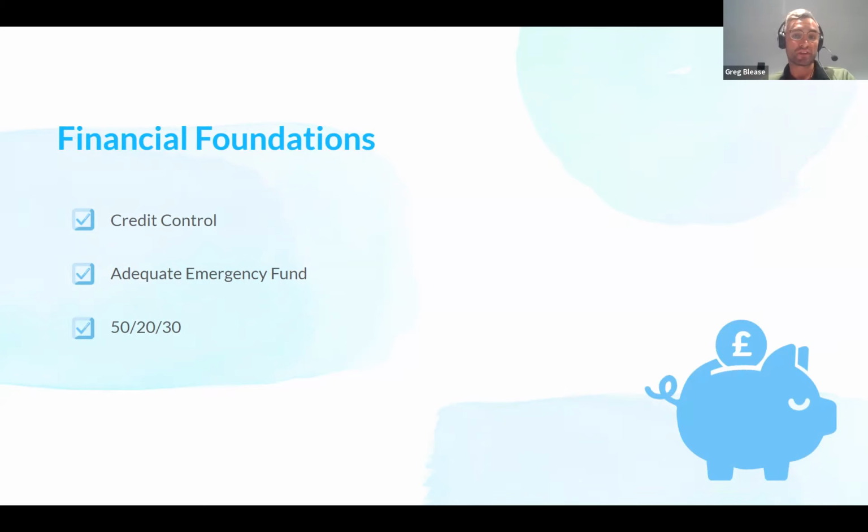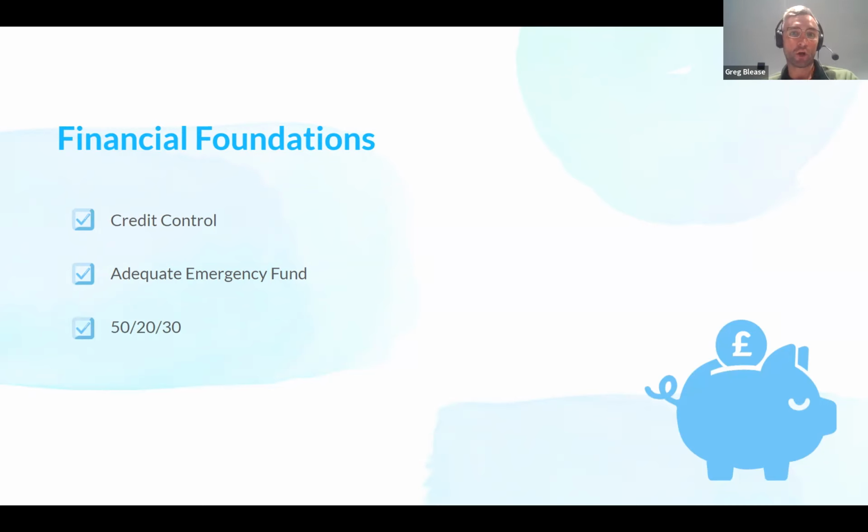And equally, what you choose to spend your emergency fund on is also a personal question. So for some people, if their dishwasher breaks down, they'll use their emergency fund. For other people, it's saved purely for if they lose their job. So how can we achieve these financial foundations?